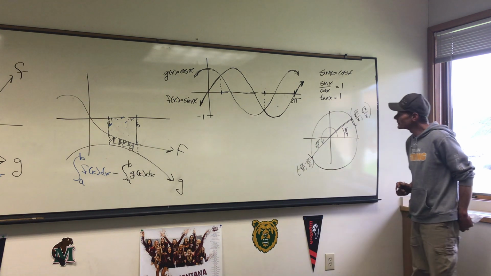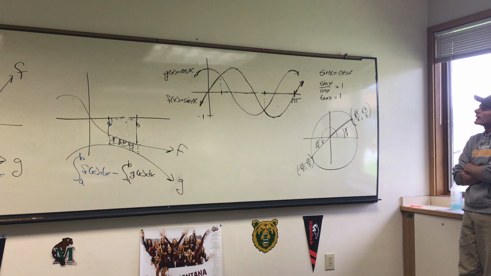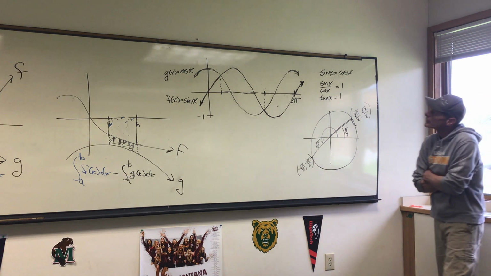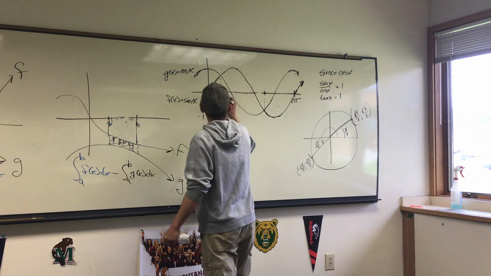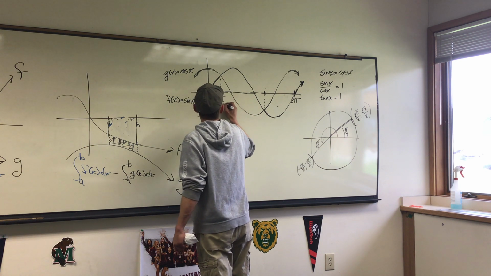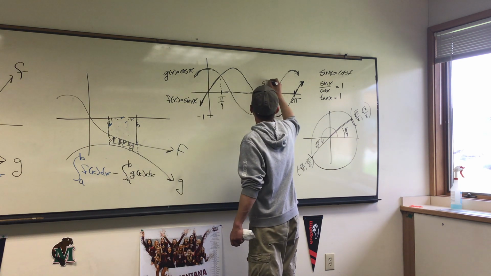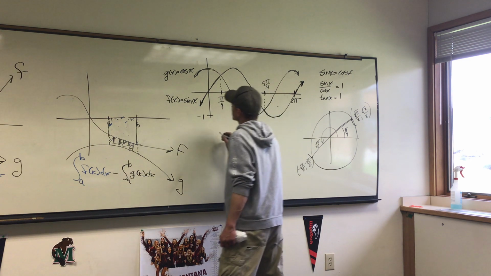Aren't those unit circles nice? Goodness, they're great things. Okay, so let's get after this guy. That means that this is pi over 4, by the way, and right here is 5 pi over 4. So let's check it out.